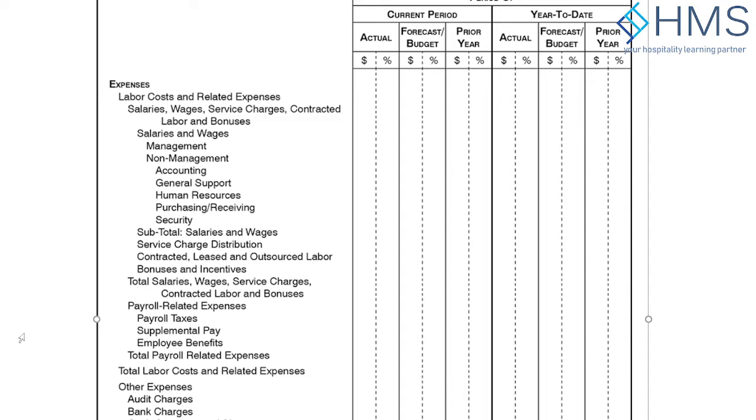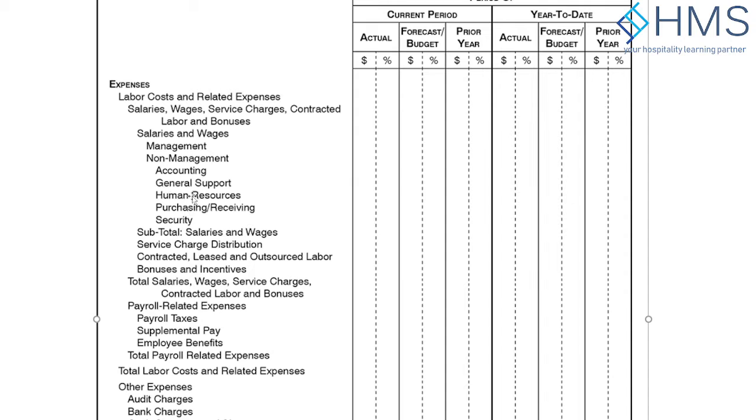But in the overall structure, labor cost is again divided into salary, wages, and payroll related expenses. Salary and wages will include service charge, salaries, contract staff, bonus, and incentives. Salary and wages are again divided into management and non management, while non management is further divided into accounting, general support, HR, training, purchasing, receiving, and the security department. So why do we separate that out? Because the responsibility of managing these departments lies with different individuals.